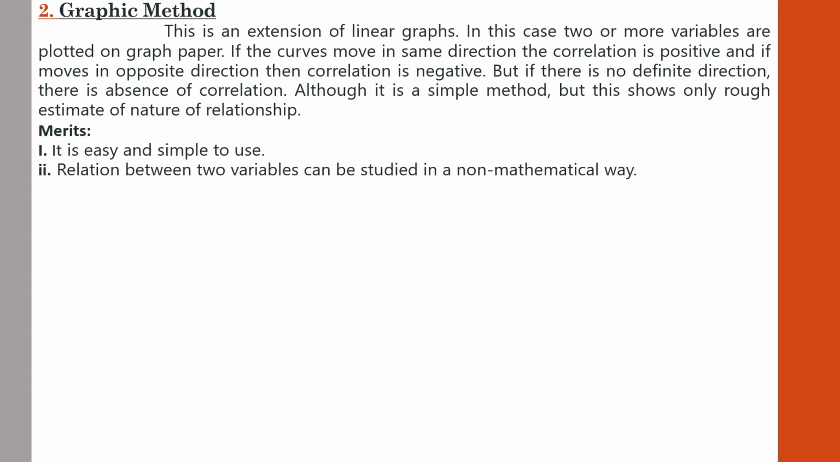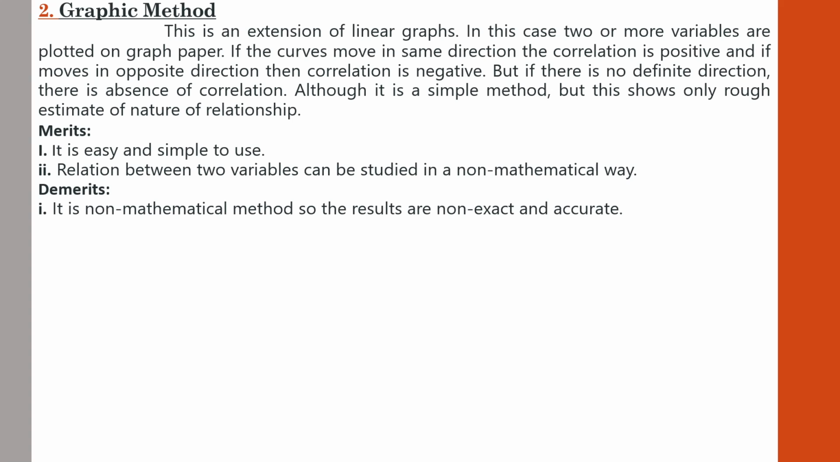Relation between two variables can be studied in a non-mathematical way, with merits similar to the scatter diagram. The demerits are: it is a non-mathematical method, so results are non-exact and inaccurate, just like the demerit of a scatter diagram. It gives only an approximate idea of the relationship. It is almost similar to the merits and demerits of the scatter diagram.